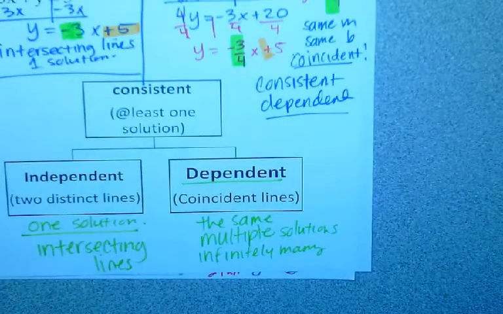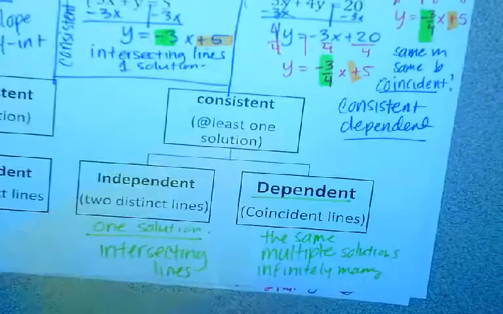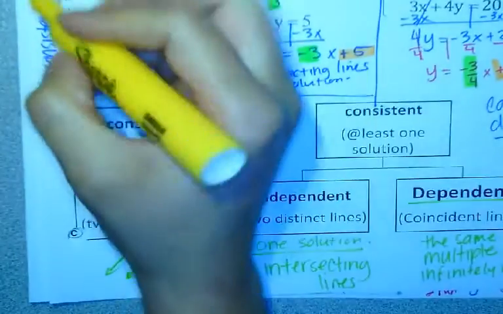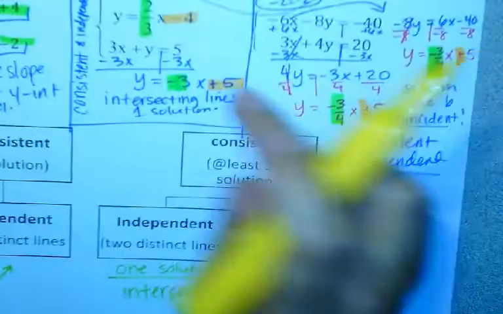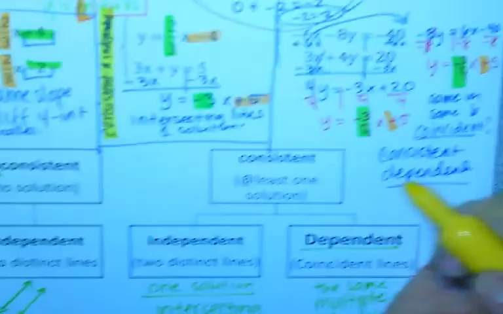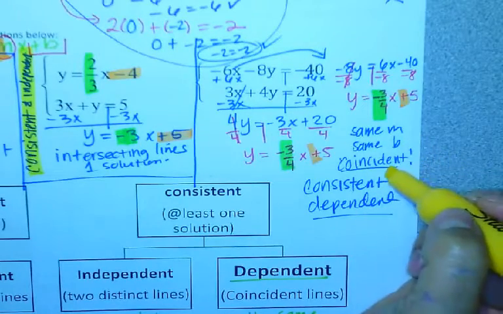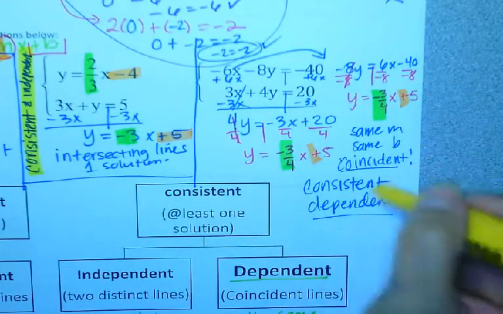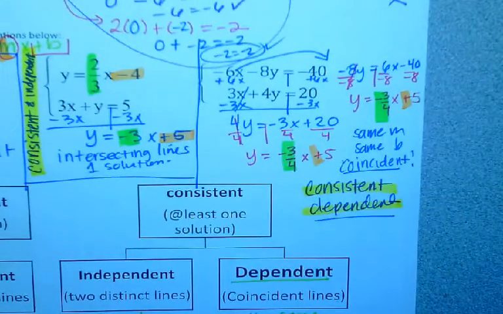So I have my three classifications. Again, the first one was inconsistent, independent, because we had parallel lines. This one we had two intersecting lines with one solution, so consistent and independent. And on this one I had same slope, same y-intercept. They were the same exact line, so coincident lines, consistent and dependent because they are the same. Okay, I'm going to move on to the next page.